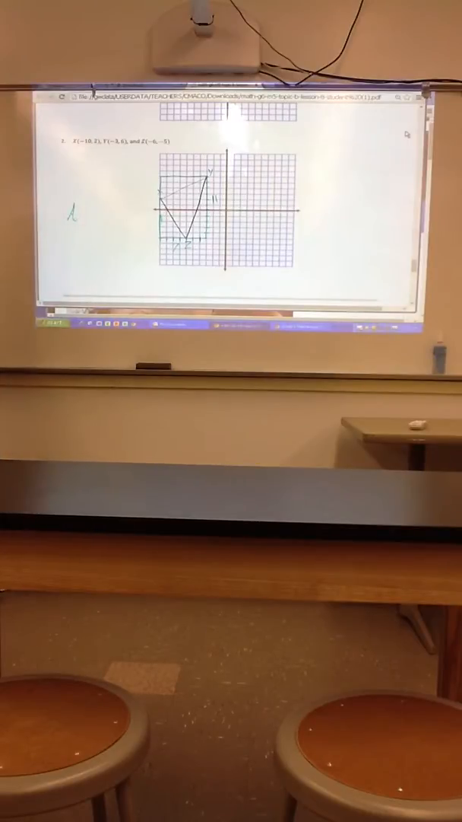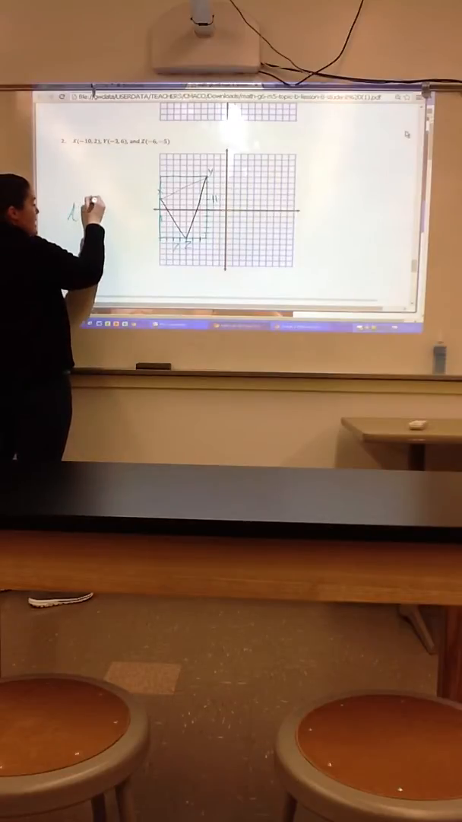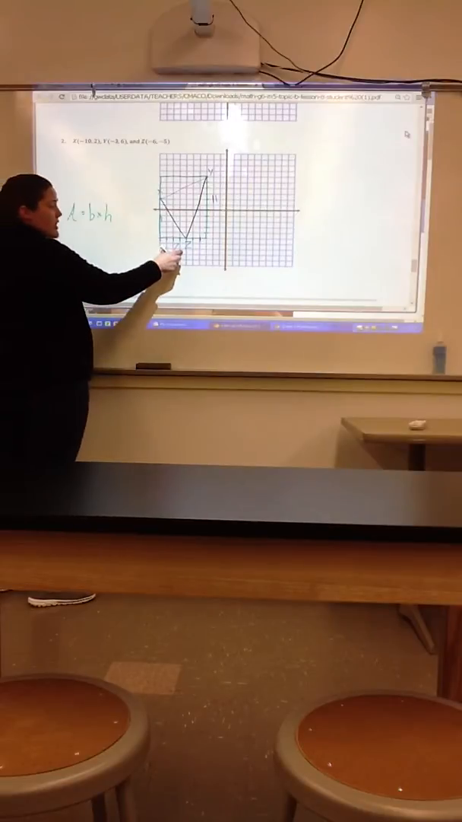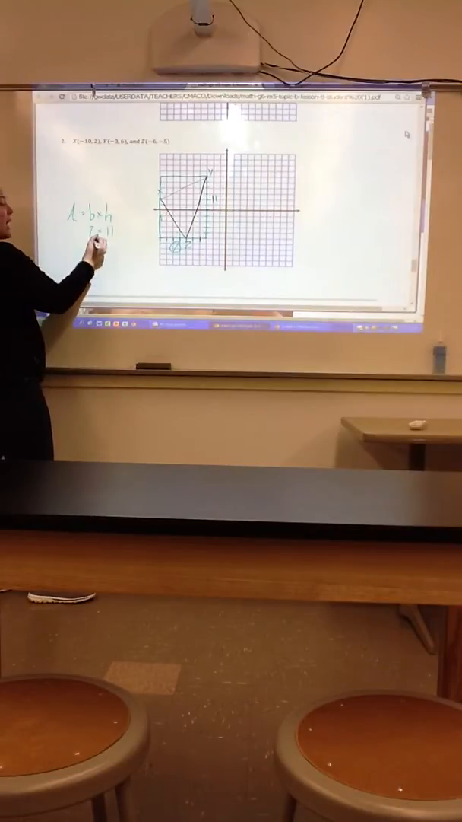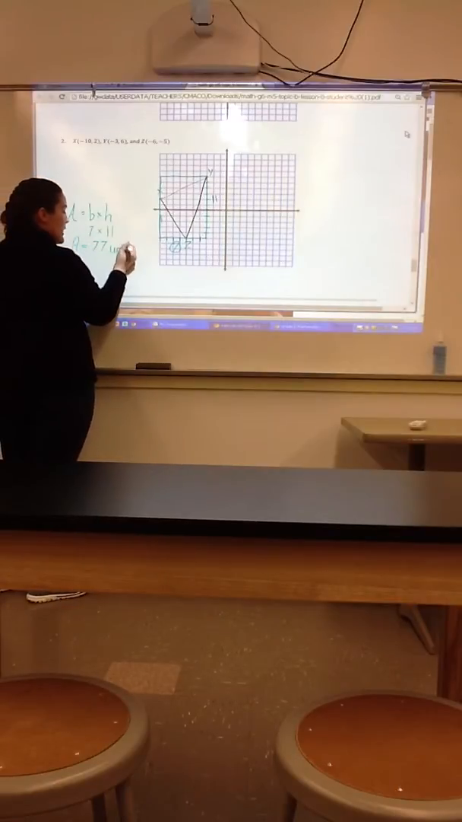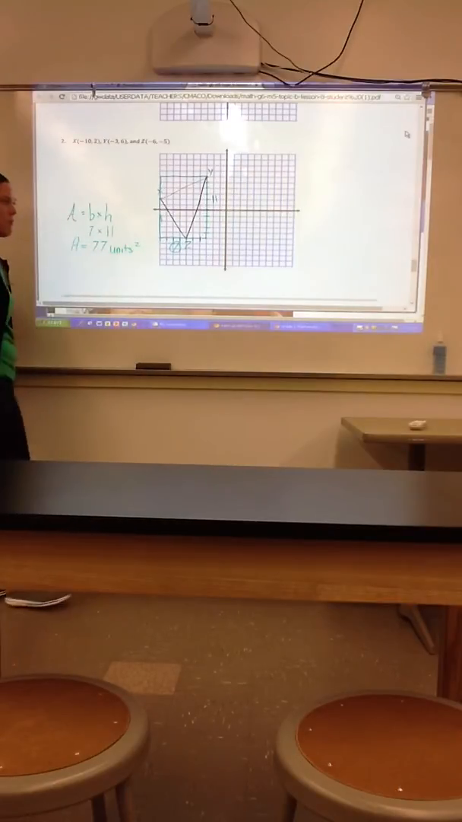Now, instead of using the traditional formula for the area of a rectangle, I'm going to use the formula for the area of a parallelogram, base times height. You can use either because a rectangle is a type of parallelogram. So A equals B times H. Now I know that the base of my rectangle is 7 and my height is 11. When I multiply, I get 77. So my area equals 77 units squared.